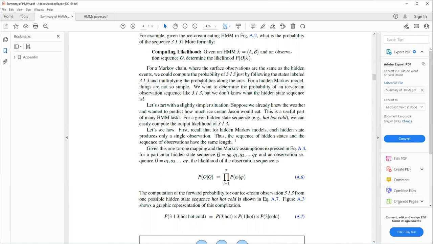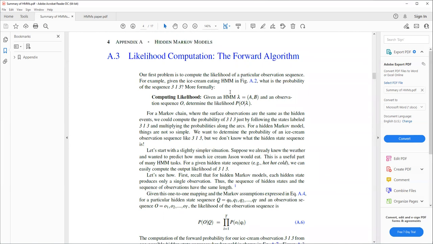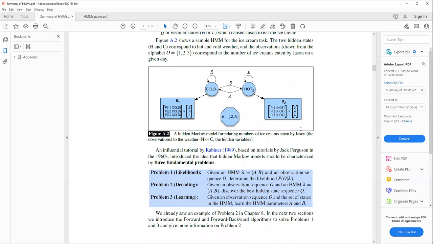313 are the observable sequences, and we can just multiply the probability of observing each with the next state along the arc we move along, and we can compute its probability really easily from a Markov chain. But think about if we take the ice cream example again, given in figure A2, and we observe the sequence 313. What is the probability of observing 313 from this model?